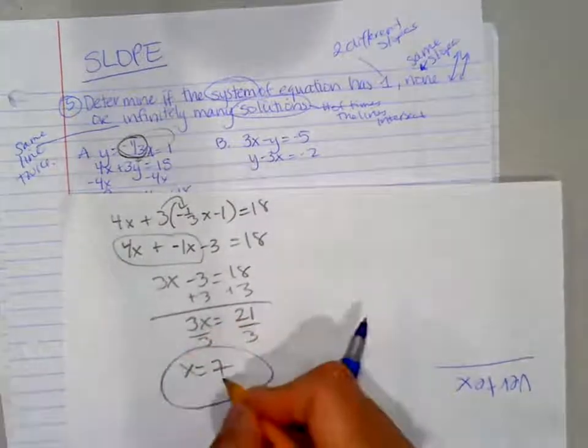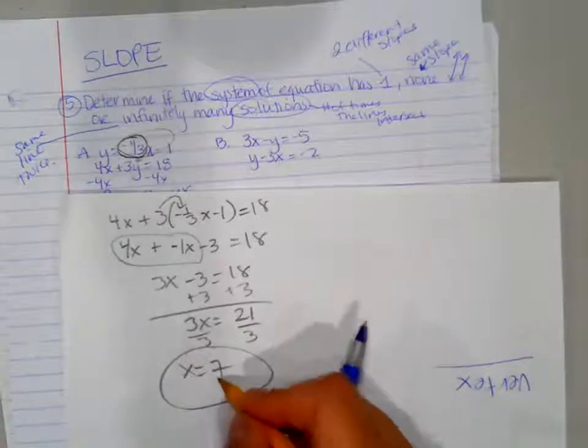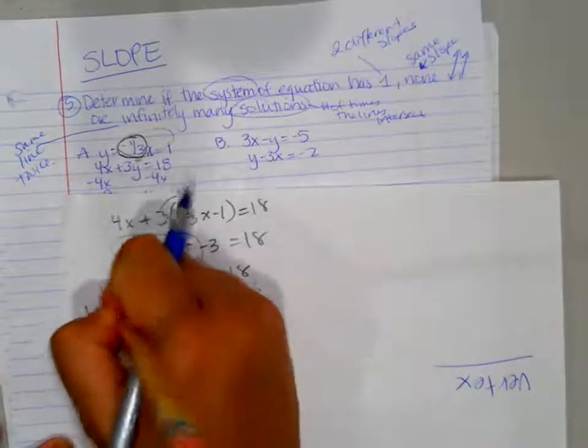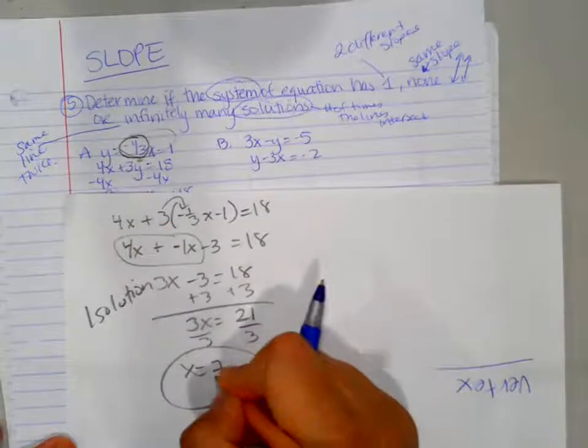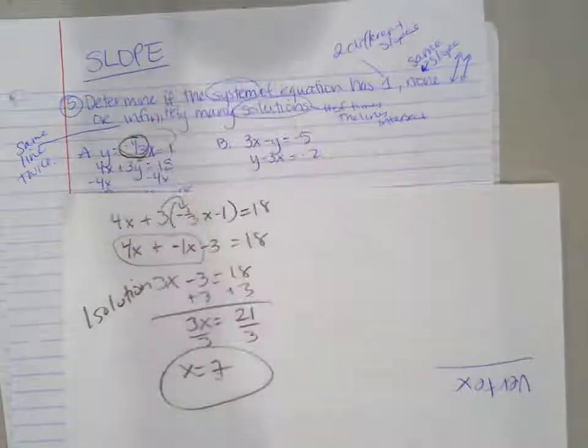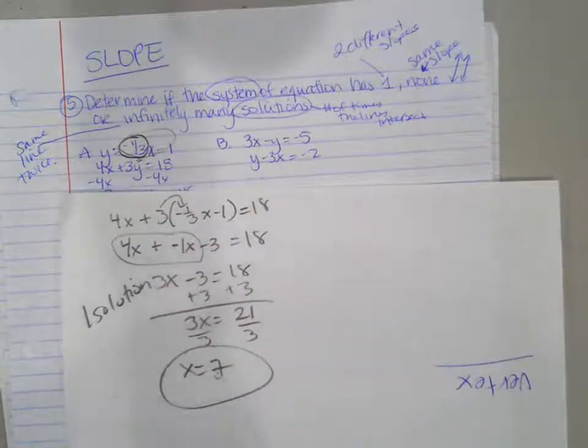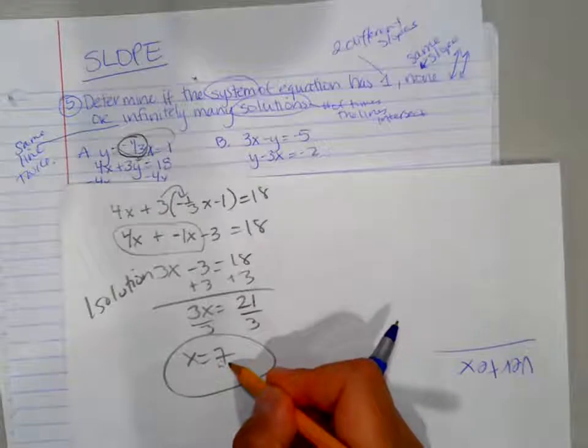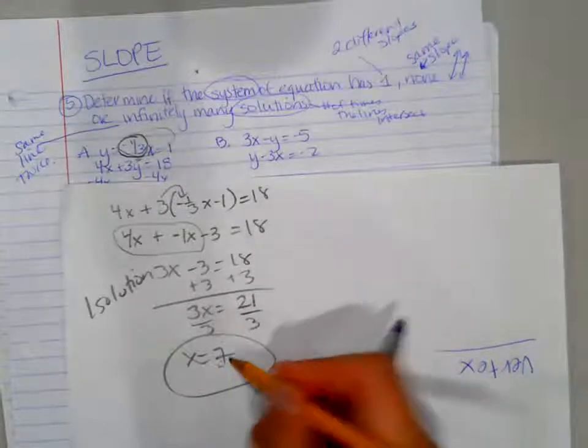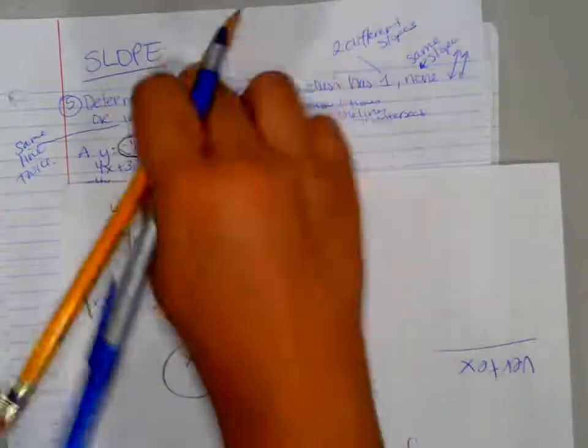And then x is equal to 7. Okay, I got an x. If I got x equals something, I know there is one solution. I'm going to plug that x back in here, and I'm going to get a y. It's not asking you what the solution is. It just wants to know if it has one or if it doesn't. So you could just solve for one of them and see what you get. That way is okay too.